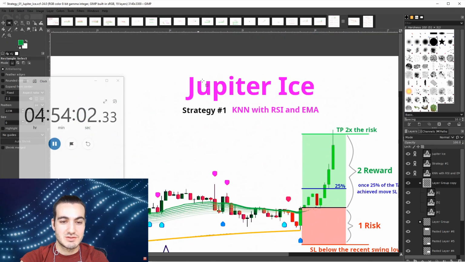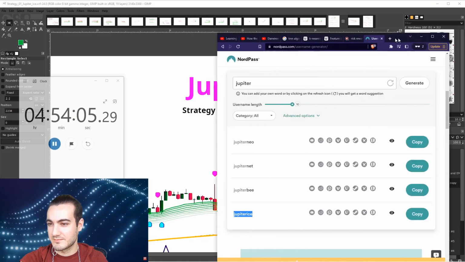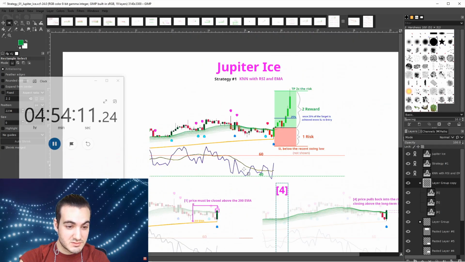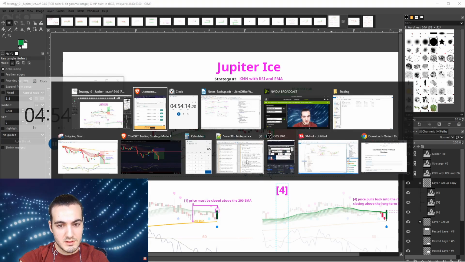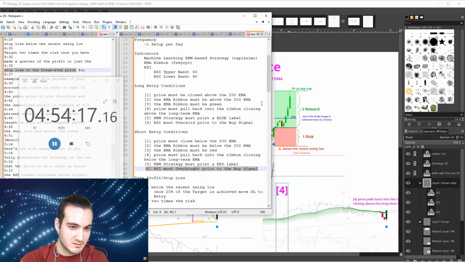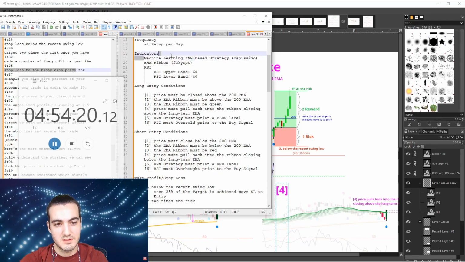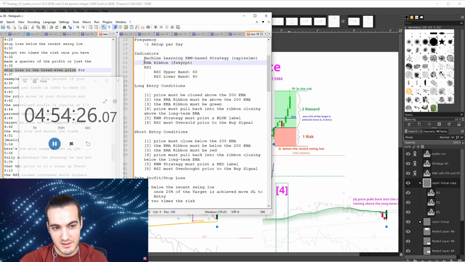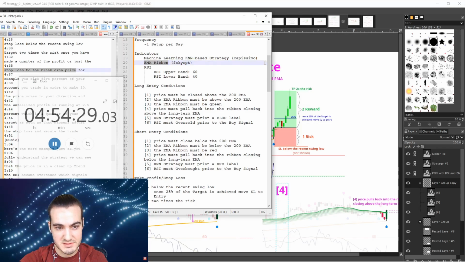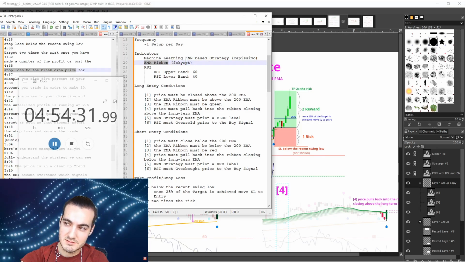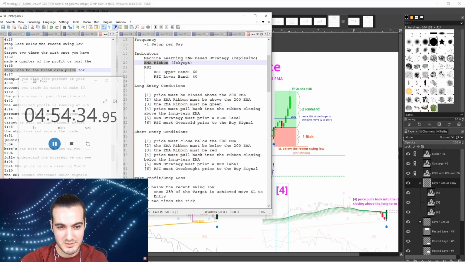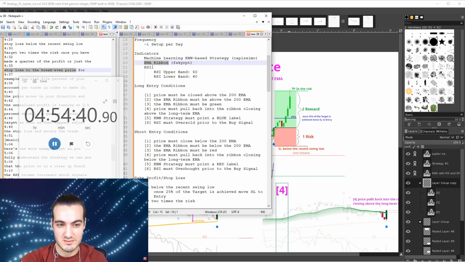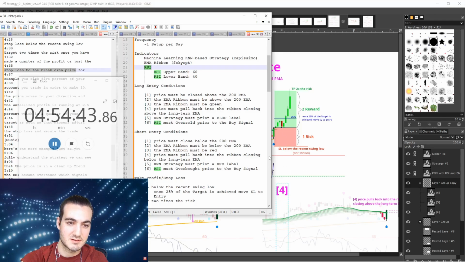So the Jupiter Ice strategy, as our username generator gave us, uses 3 indicators. Let me bring up the notes here. The indicators it uses are the machine learning KNN based strategy by Capismo, the EMA ribbon by FS Script, the one that the Trade IQ or Invest IQ, or I forget the channel's name, uses is no longer available on TradingView, so we'll have to find something else. And then the good old RSI oscillator.